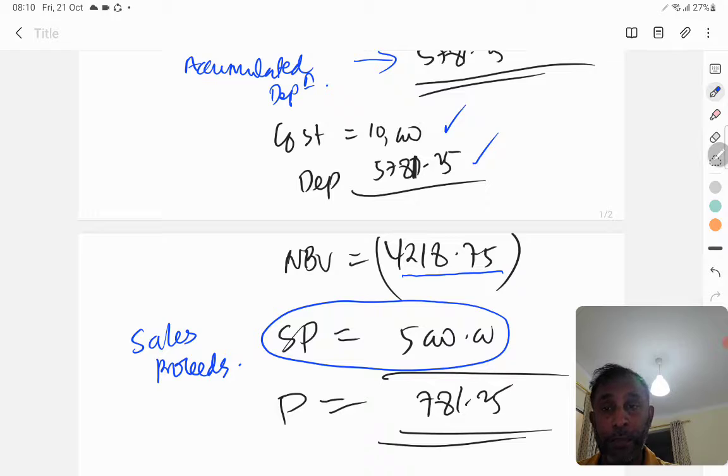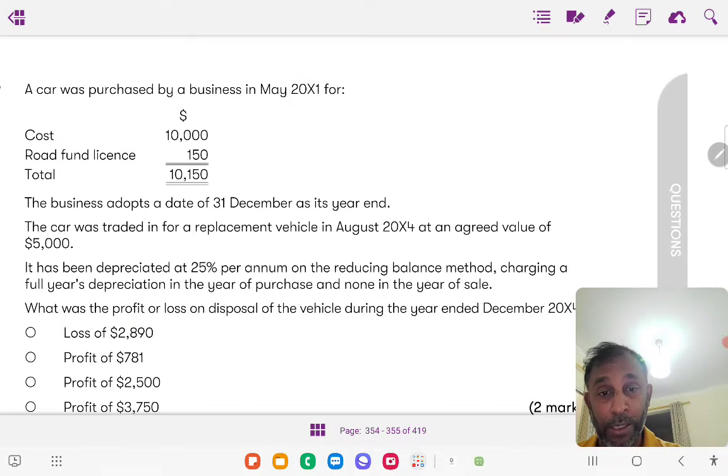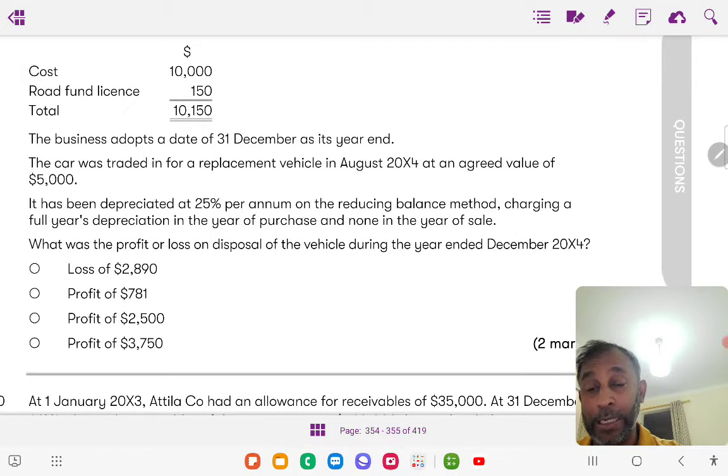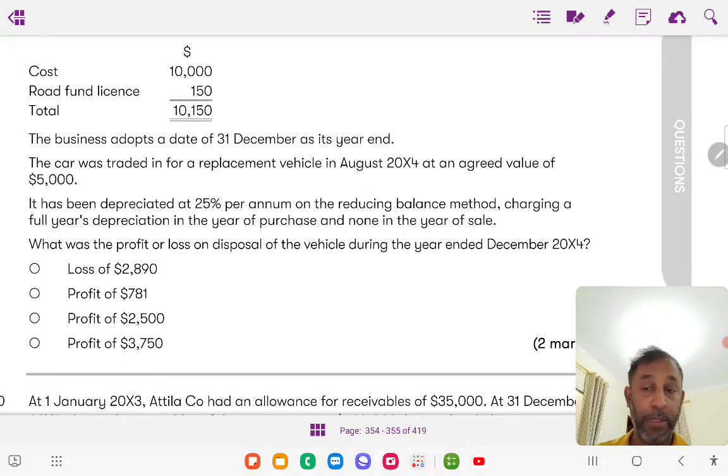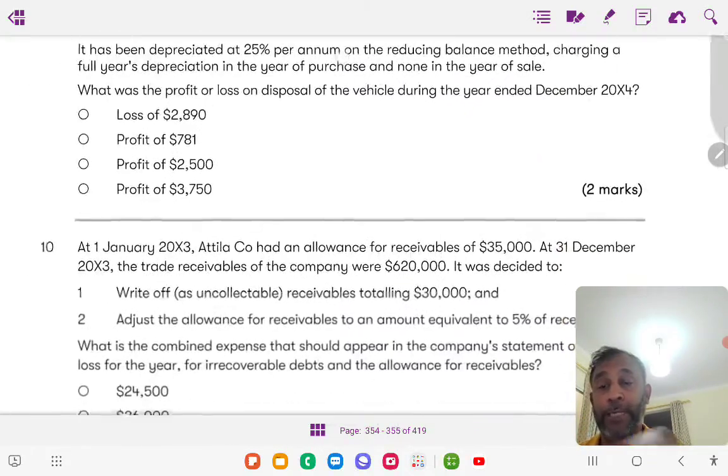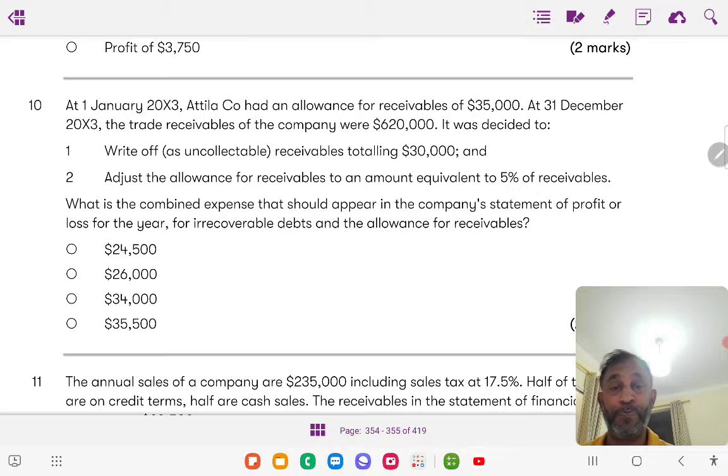And this vehicle was able to exchange for an agreed value of 5,000. Therefore, the business is making a profit of 781.25. Ignoring the decimal, your answer to the question here is the second option, profit of 781. That's the answer to question number 9. Now, if we go to question number 10.